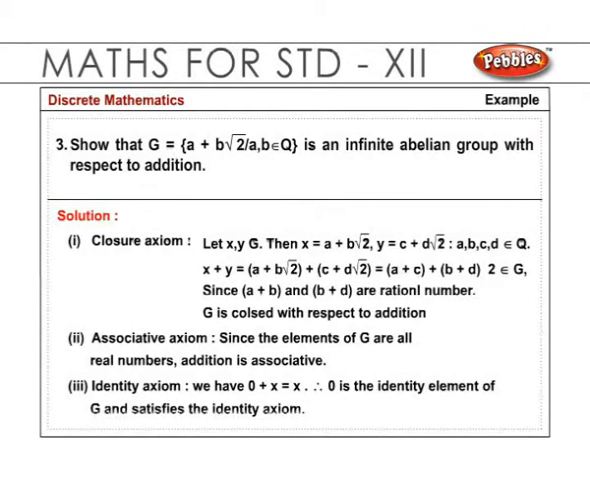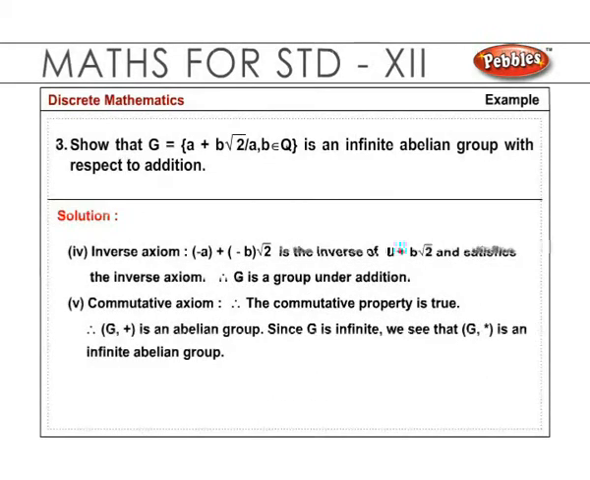Solution: 1. Closure axiom. From above, G is closed with respect to addition. 2. Associative axiom. Since the elements of G are all real numbers, addition is associative. 3. Identity axiom. We have 0 plus x is equal to x. Therefore, 0 is the identity element of G and satisfies the identity axiom.